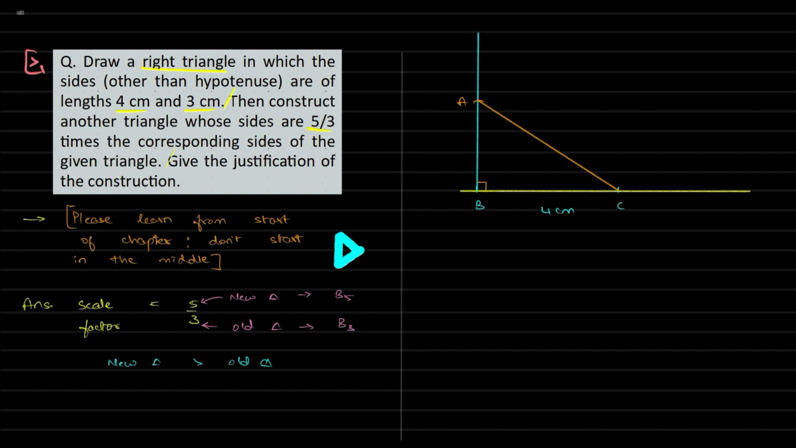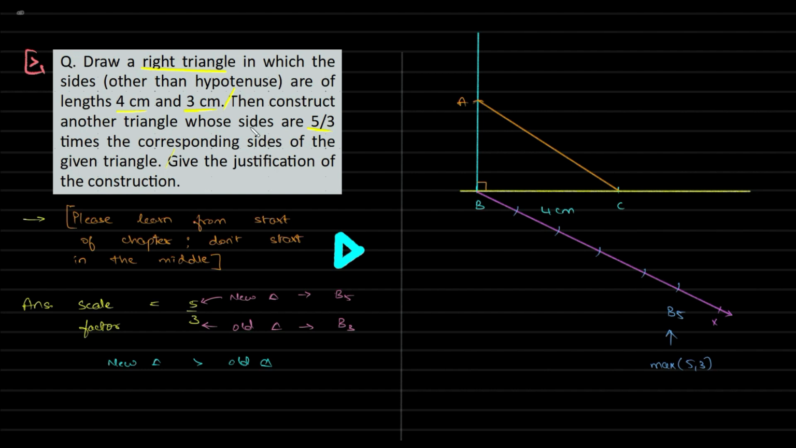Then what is the next step? The next thing is to construct a scale that would help us construct the similar triangles. This scale will have 5 divisions. The reason being, the maximum of the numbers in the ratio 5 by 3 is 5, right? So this is what we have to do.